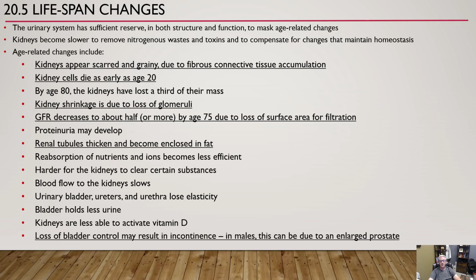We've lost some of our surface area for filtration. We might develop proteins in the urine. The second part of our nephron, the tubules, might become thickened and enclosed in fat, which means reabsorption and secretion become less efficient. The kidneys might have a harder time clearing certain substances, and we might have bladder incontinence.